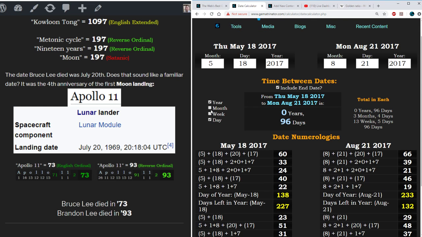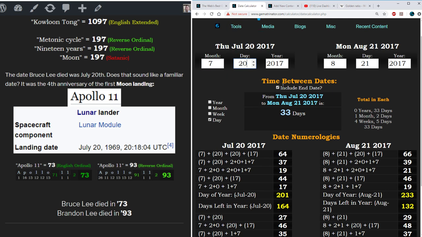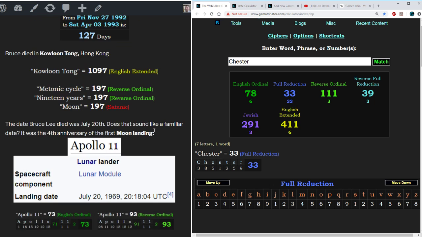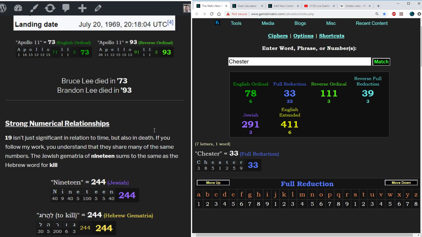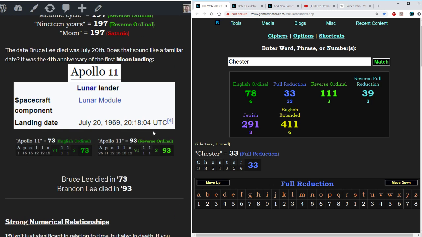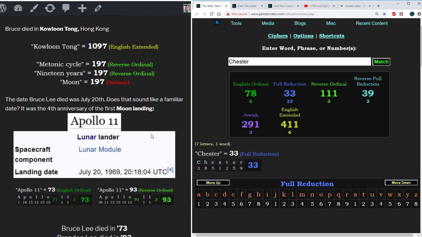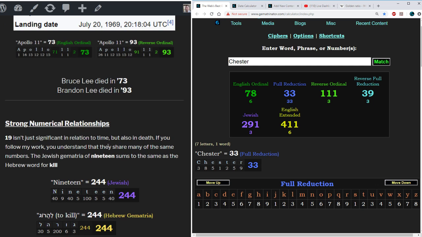Meanwhile, his buddy Chester died on the date July 20th, the date of the moon landing, which was 33 days before the eclipse, and Chester equals 33. So if you think what we're seeing play out is all real, I urge you to check again. Either these men aren't dying or they're being murdered. It's one or the other. The last thing that's happening is that these men are dying naturally or by suicide.